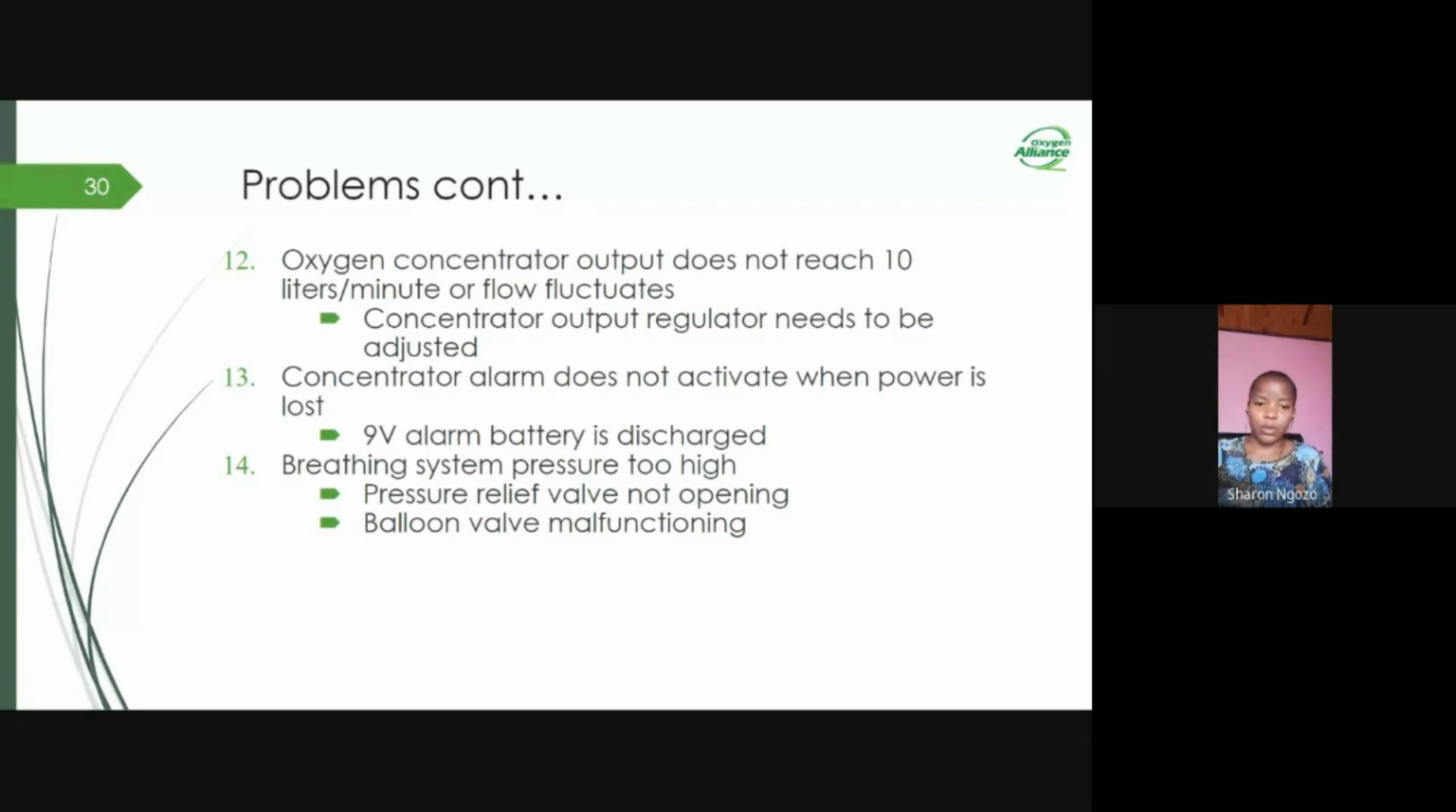The other problem we'll look into is where you have the concentrator alarm not active when power is lost. So one thing we know is concentrators have the 9-volt alarm battery. So you have to check if the battery is disconnected or if it's discharged, and you need to replace with a new 9-volt battery. The last problem you can encounter is where you have the breathing system pressure too high.